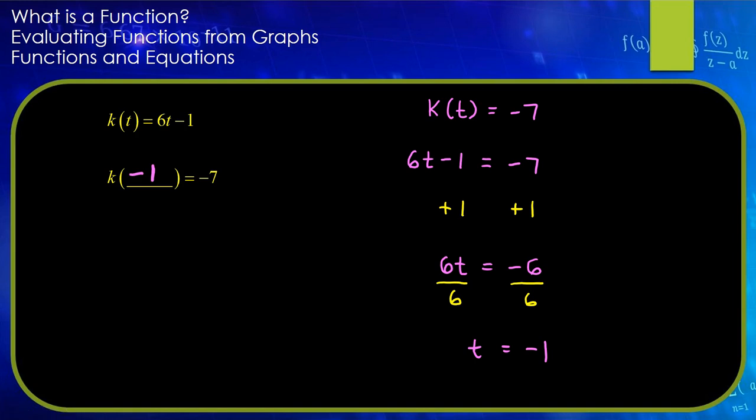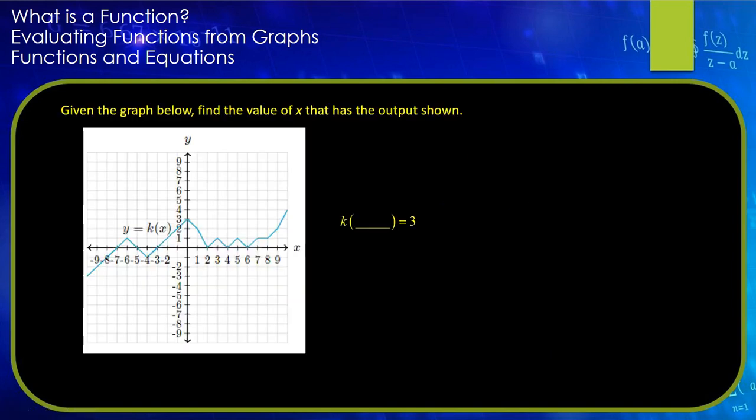Now we're going to do something similar to this, except now with graphs. Given this graph here where you see y equals k of x, tell me what value goes into parentheses to make this statement true: k of blank equals 3. Well, for this here, I'm looking for where the y value equals 3. So I'm just going to draw a line where y equals 3.